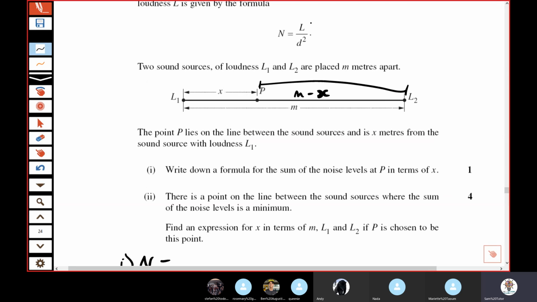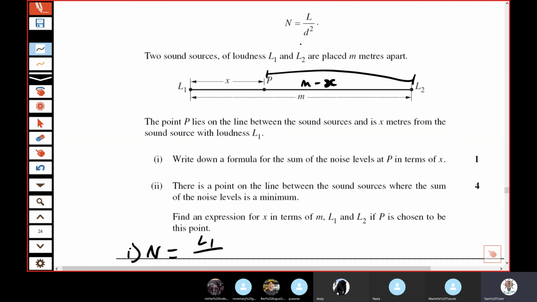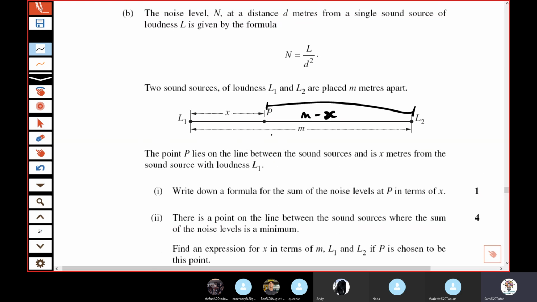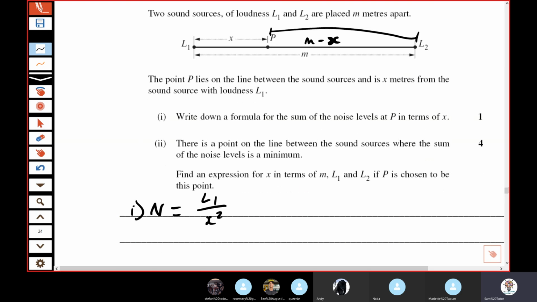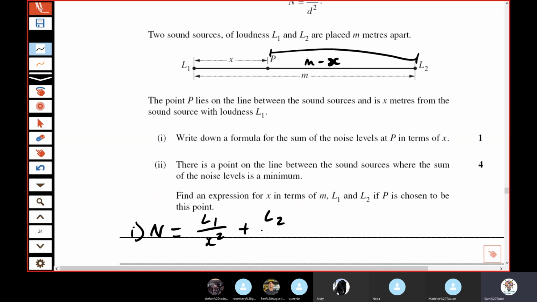What's L for the first one? L1. On, what's D? What's the distance? X plus L2 on, I'm not going to expand. I don't think you should either, because you never know what's going to come up.